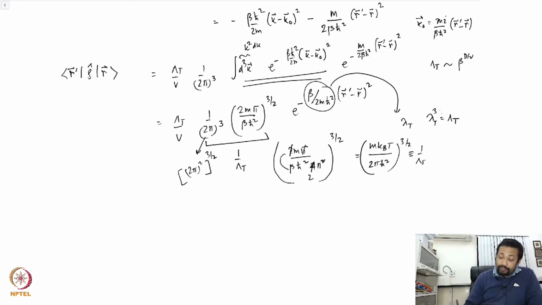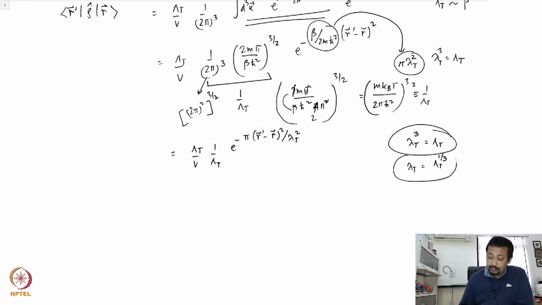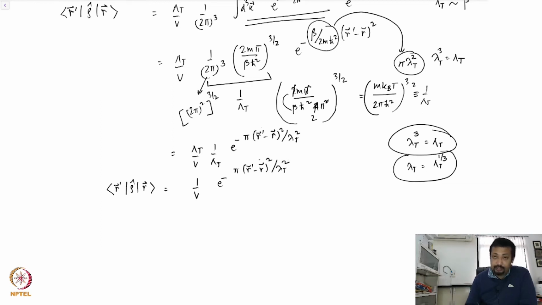And if you look at this quantity, this becomes pi times lambda t square, and therefore this is lambda t over v, 1 over lambda t, e to the power minus pi (r prime minus r) whole square divided by lambda t square, where lambda t whole cube is equal to capital lambda t, and lambda t is capital lambda t raised to the power 1/3, so that the expression for the density matrix in the coordinate representation takes a very neat form, which is 1 by v, e to the power minus pi (r prime minus r) whole square divided by lambda t square.